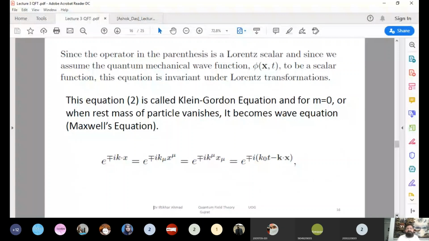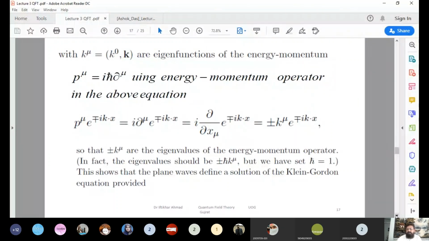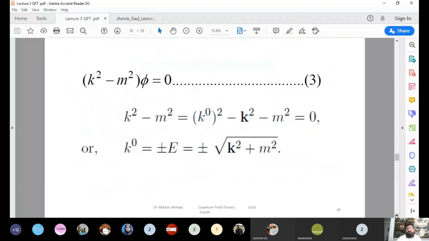This shows that the plane wave solution defines a solution of the Klein-Gordon equation, provided the operator in the parenthesis is a Lorentz scalar, and since we assume the quantum mechanical wave function is a scalar function.